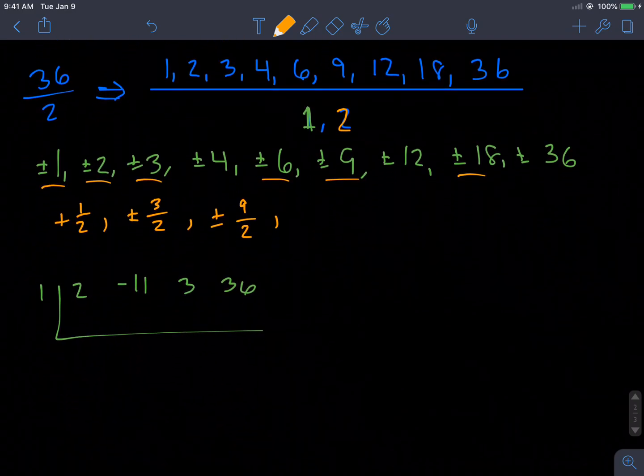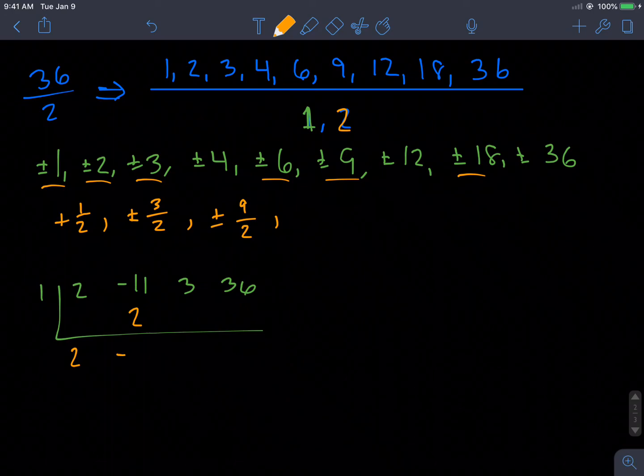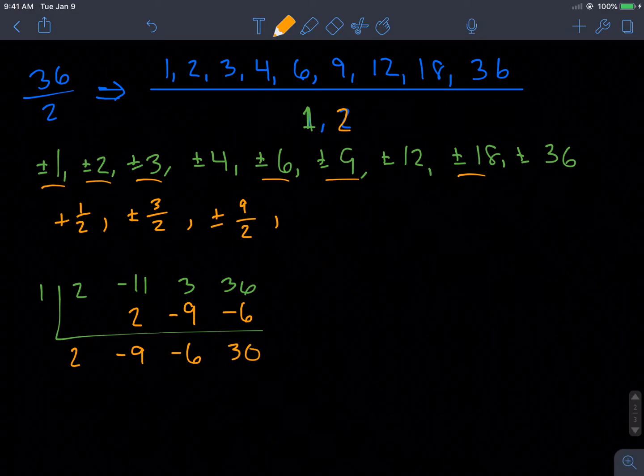So we bring down the 2. 1 times 2 is 2. Negative 11 plus 2 gets us a negative 9. 1 times negative 9. 3 minus 9 is negative 6. And times 1, negative 6. Gets us to 30. So that's not a 0. So we have to try something else.